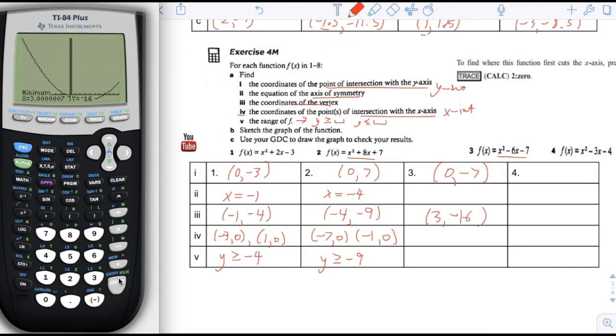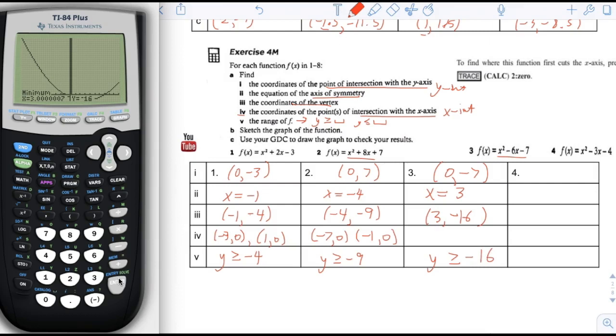And the axis of symmetry is going to correspond to the x coordinate of the vertex, x equals 3. And the range corresponds to the y value of the vertex. So it's going to be y is greater than or equal to negative 16.